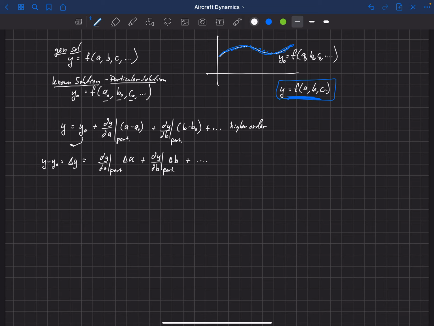And of course, you can add more terms here and higher order terms. But what we generally end up doing is to linearize this system: we're going to drop the higher order terms, and just include the first derivative of the solution with respect to each of these input variables. That gives us a linear equation. So this is our final version for the deviation in the solution relative to our known solution, or the particular solution.